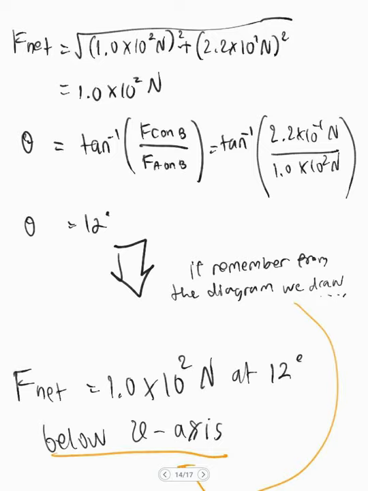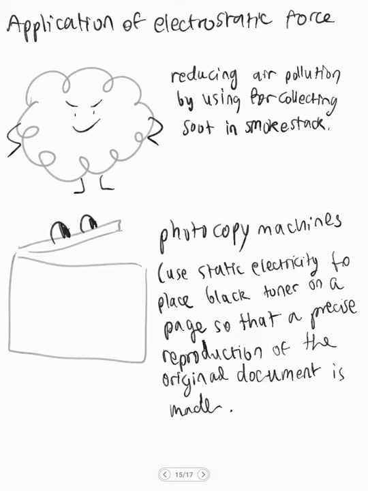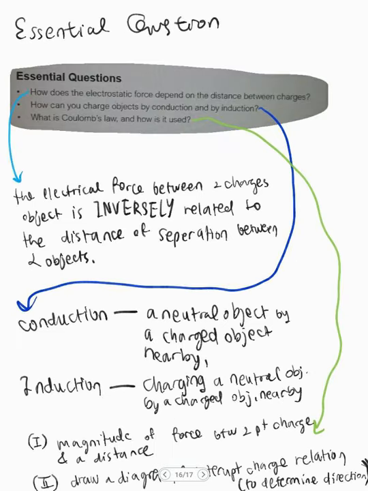Let's move on to the application of the electrostatic force. The electrostatic force is used for reducing air pollution by collecting soot in smokestacks, and it is also used in photocopying machines. It uses static electricity to place the black toner on a page so that a precise reproduction of the original document is made. Let's move on to the essential questions.